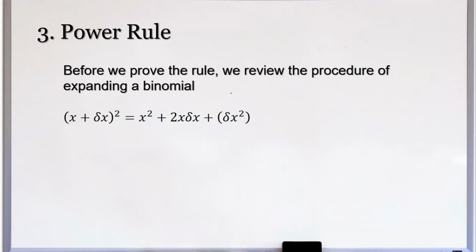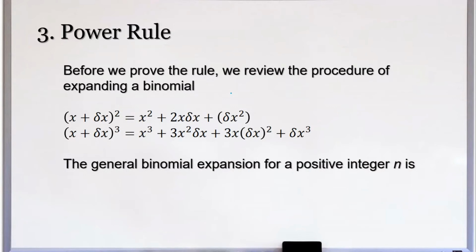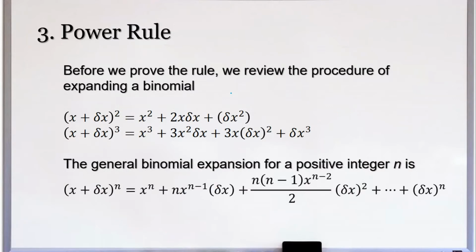plus Δx². If we have (x + Δx)³, it is actually equal to x³ + 3x²Δx + 3xΔx² + Δx³. The general binomial expansion for a positive integer n will be xⁿ + n xⁿ⁻¹ times Δx + n(n − 1) xⁿ⁻² over 2 times Δx² + etc. until Δxⁿ. This is the general binomial expansion formula.